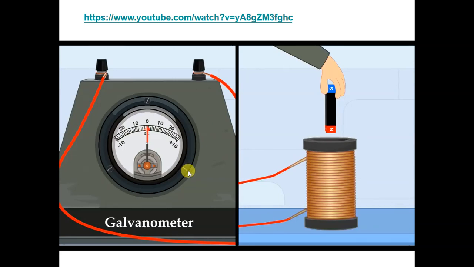Okay, now girls, what do you notice? When he moved the magnet away, when he moved it up, we can see that the needle goes toward 10, but in the opposite side, the negative side. Okay, so what does this indicate? It indicates that there is a current, because look, it moved to 10. So there is a current with the same magnitude, but how?